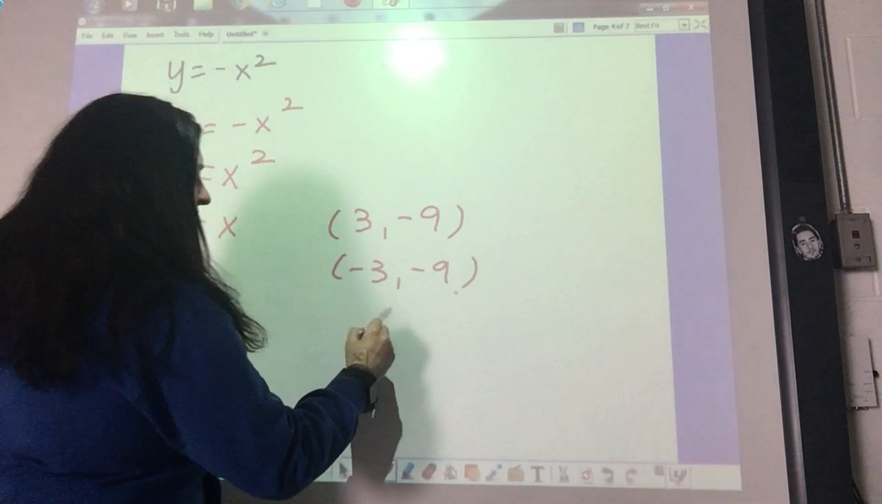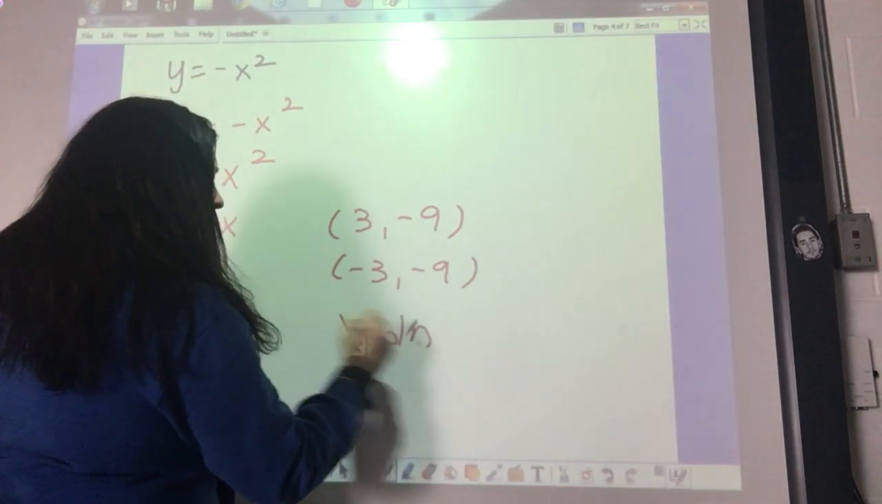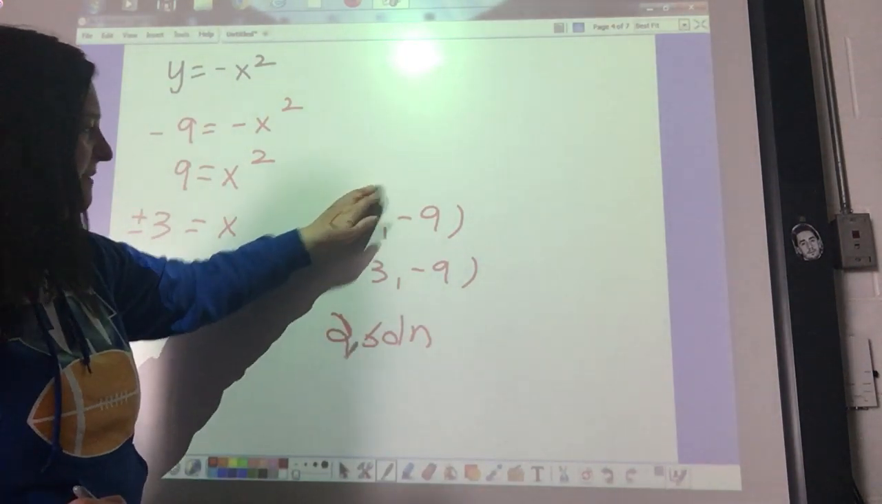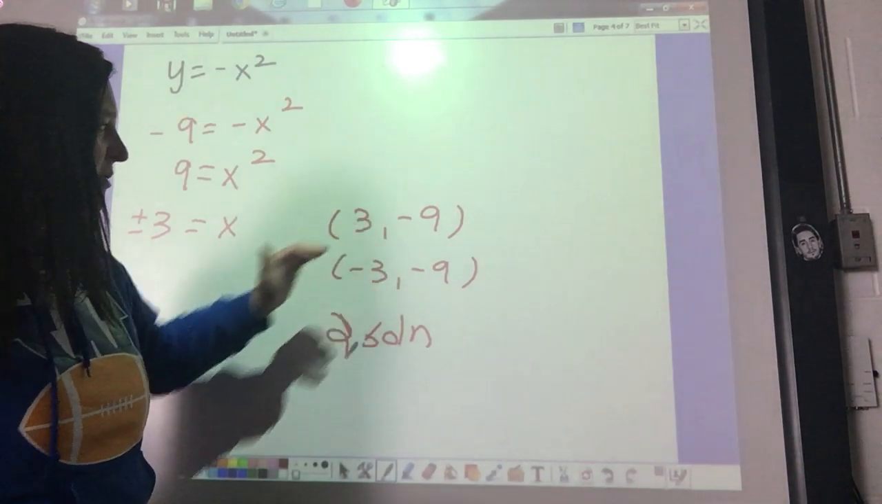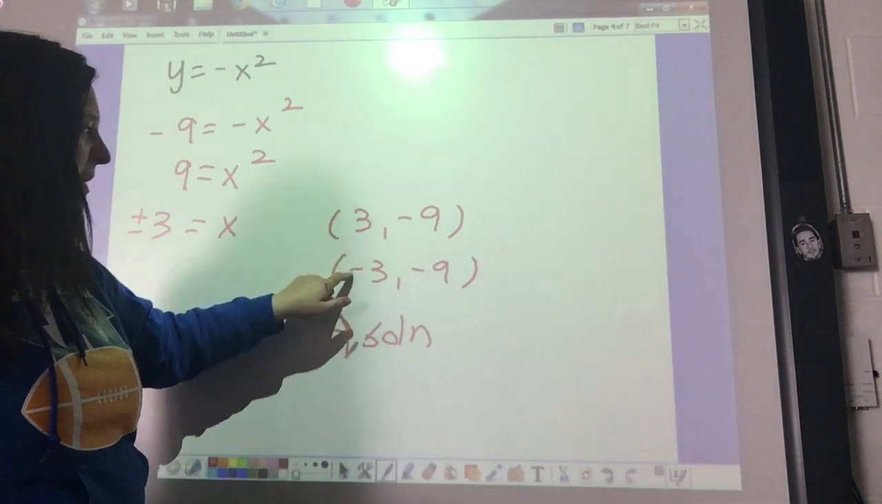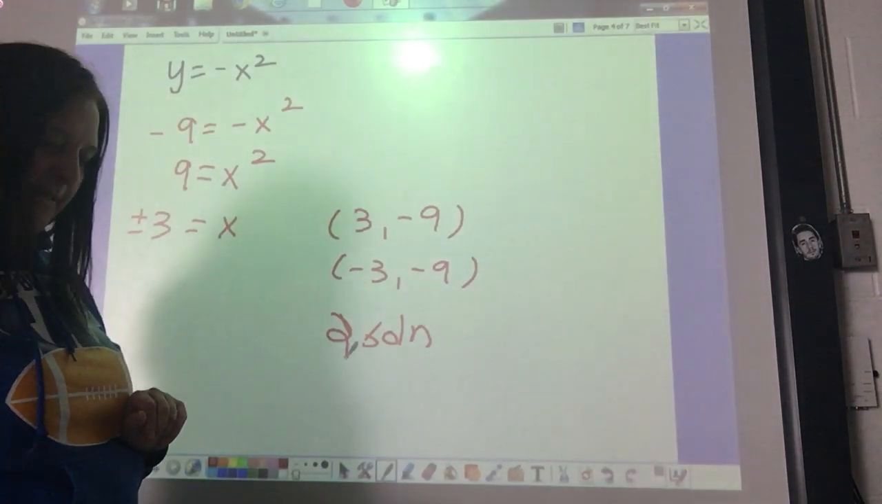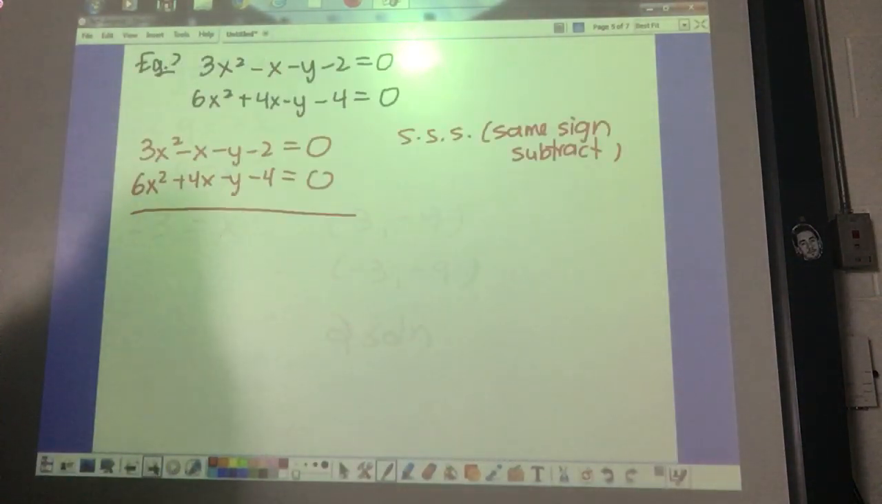So there's two solutions. The two solution points are (3, negative 9) and (negative 3, negative 9). We solved that by graphing. So go back and look at the graph from last notes, and yeah, those are the two points where those two parabolas intersected.